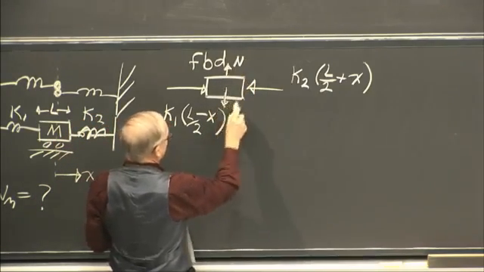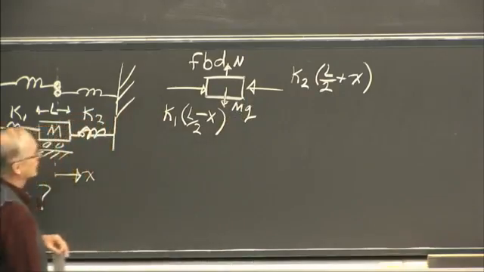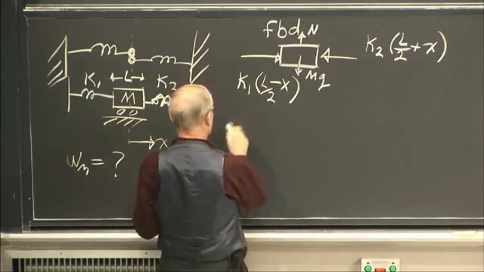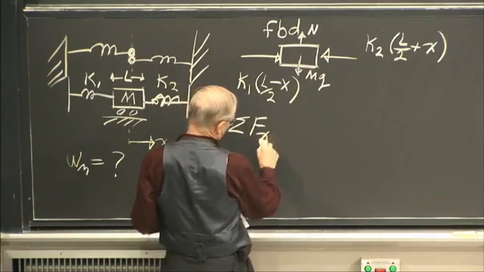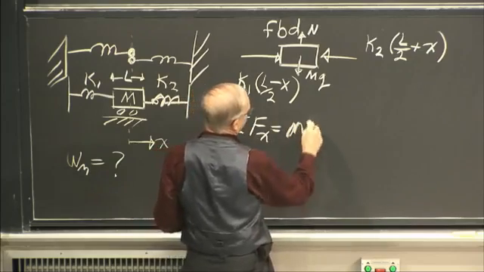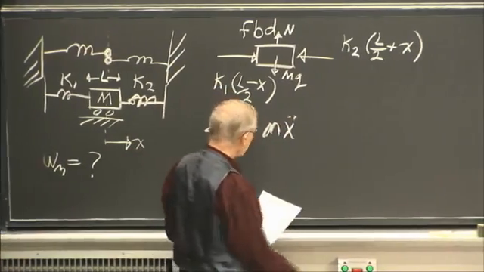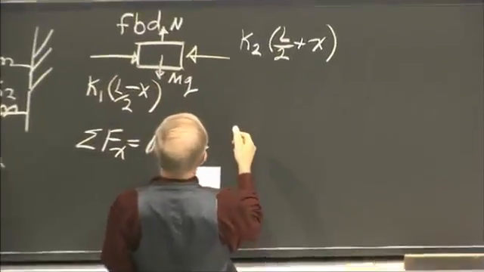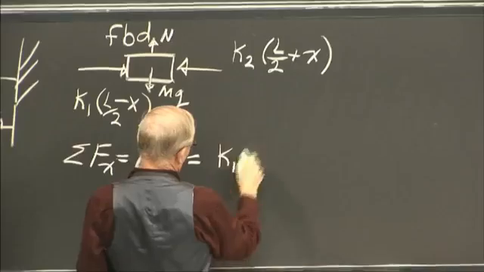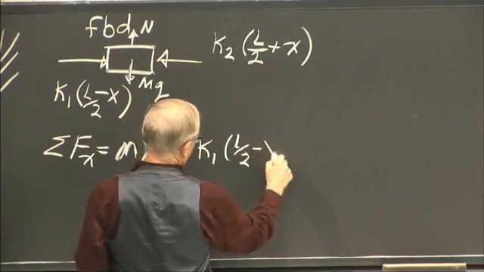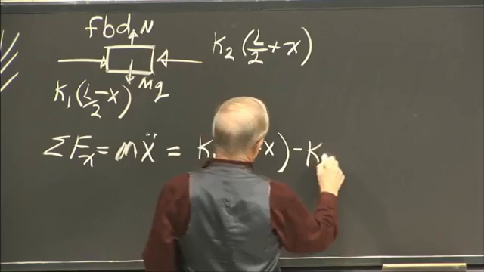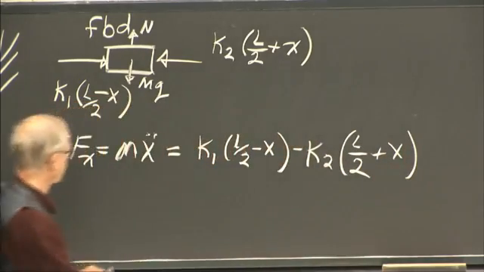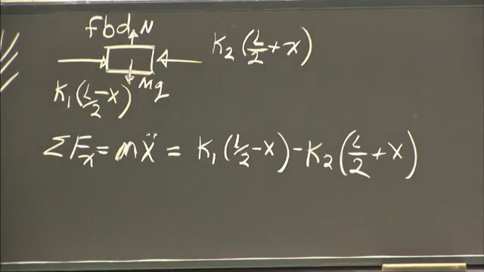And those are the total forces in the X direction on this body. There's an N and an mg, which we know we don't have to deal with because we're only interested in motion left and right. All right, so we can say sum of the forces in the X direction equals mass times the acceleration, and those forces are K1 times (L over 2 minus X) minus K2 times (L over 2 plus X). And that's the complete equation of motion for this problem.